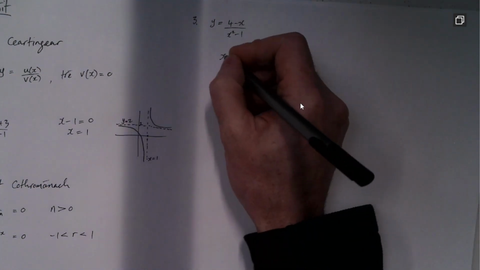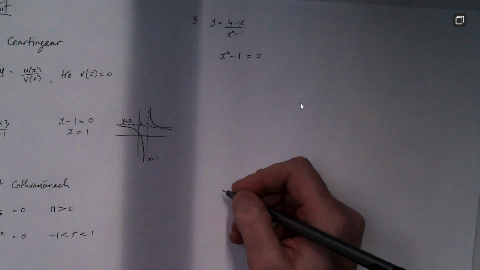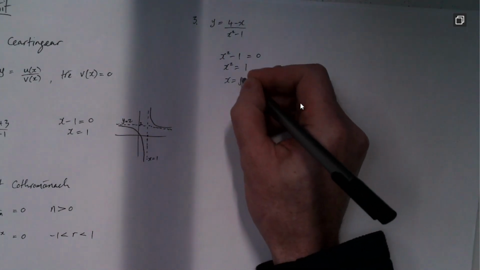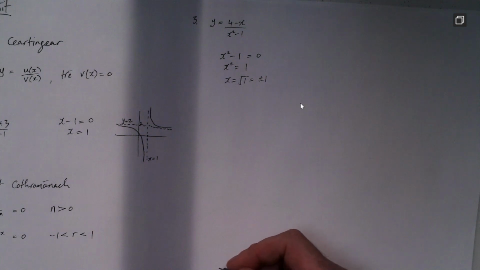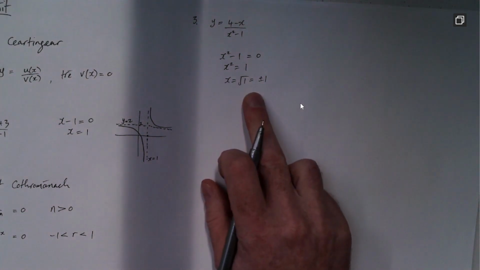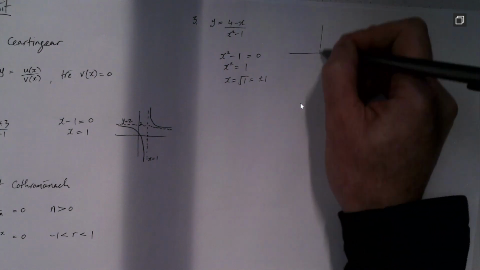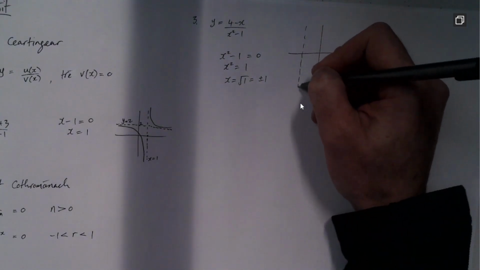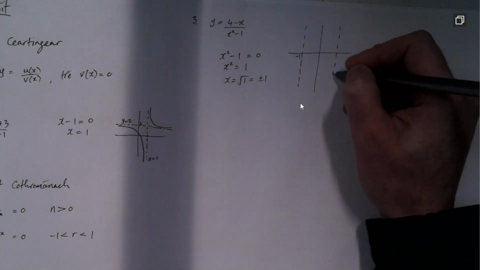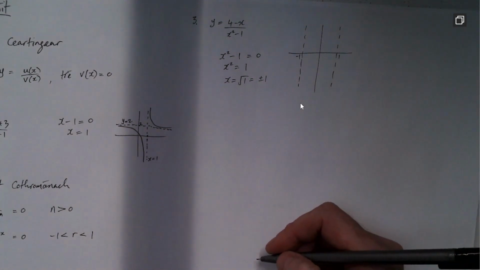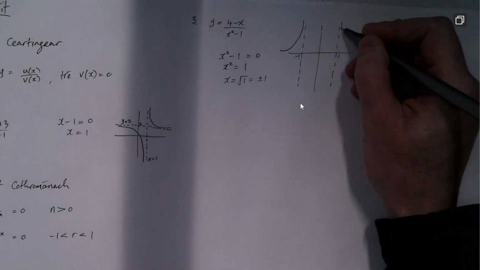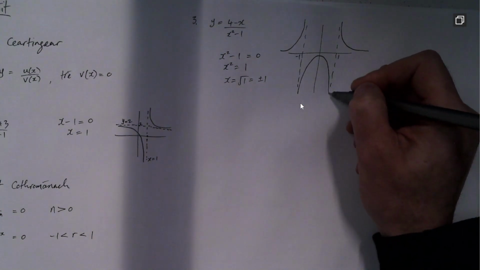So we set the denominator x squared minus 1 equal to 0, and then solve for x. So x equals the square root, which is plus or minus 1. Okay? Now, just in the graph.